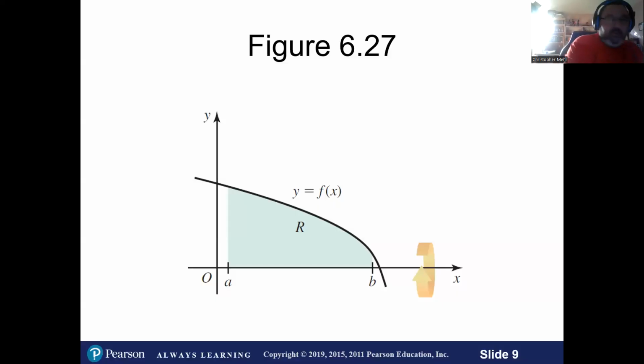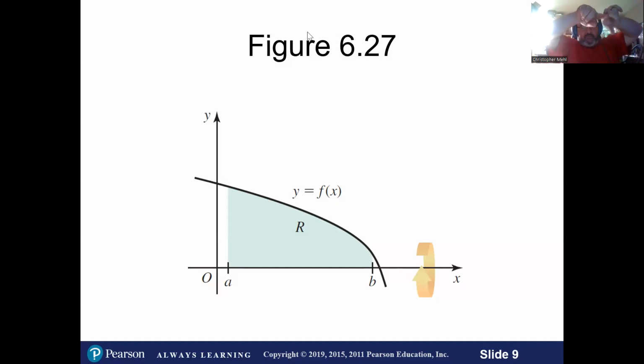All right, next we move into the next technique. Okay, that was the general slicing method or cross-sectional area approach. And now we're going to talk about something called the disk method. And that leads us to a specific type of solid, which is called a solid of revolution. And the setup is like so.